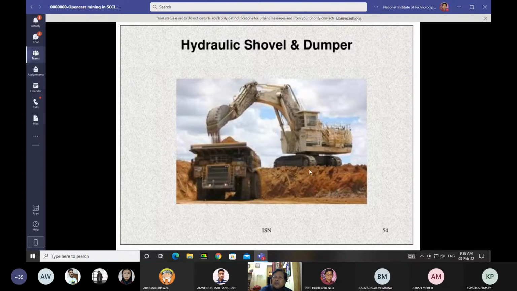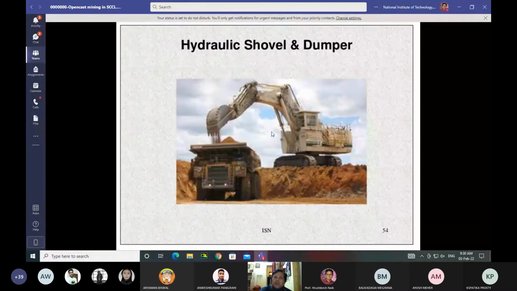So how is the material dug with the help of the hydraulic shovel? The hydraulic shovel is sitting on the top of the bench. The dumper is plying on the bottom of the bench. So the material after cutting is being loaded to the dumper. So this is called shovel dumper mining technology.